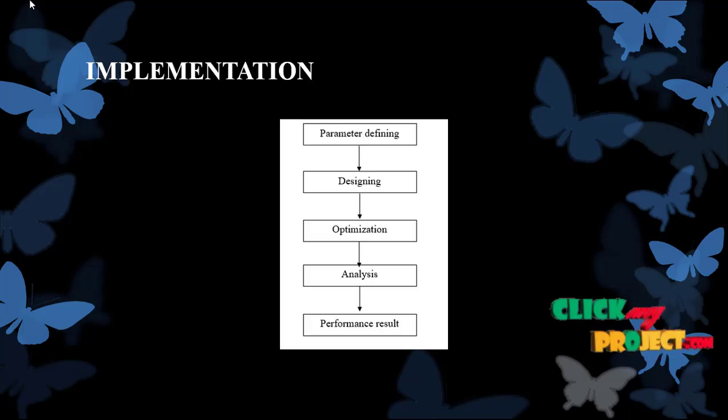This is the implementation, and this is the flow diagram. First we define the parameters of our designing antenna, and then design it with each and every block, followed by the optimization process, analysis and performance results. In this we get the electric field, magnetic field and the S response, and then how the frequency range is applied. This is what we find in the performance result.